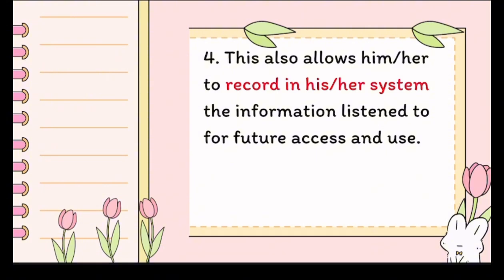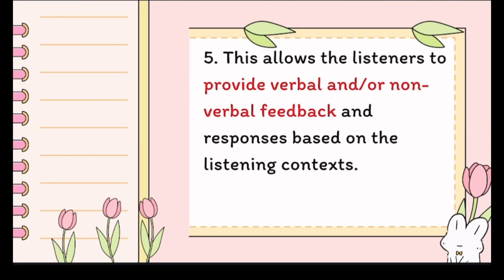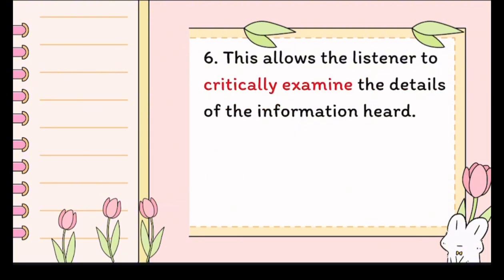Number 4. This also allows him or her to record in his or her system the information listened to for future access and use. Number 5. This allows the listeners to provide verbal and/or non-verbal feedback and responses based on the listening context. Number 6. This allows the listener to critically examine the details of the information heard.